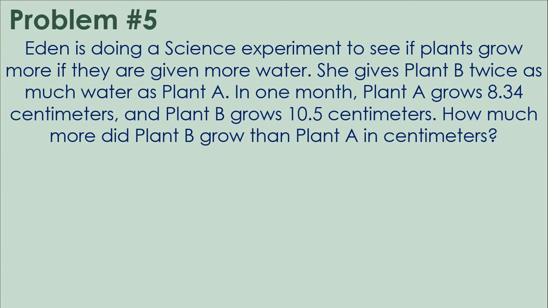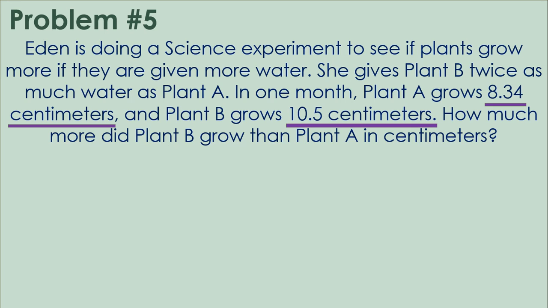Last problem. Eden is doing a science experiment to see if plants grow more if they are given more water. She gives plant B twice as much water as plant A. In 1 month, plant A grows 8 and 3400 centimeters, and plant B grows 10 and 5/10 centimeters. How much more did plant B grow than plant A in centimeters? Well, plant A is growing 8 and 3400 centimeters, and plant B is growing 10 and 5/10 centimeters. We can see plant B grew more because 10 and 5/10 is bigger than 8 and 3400.